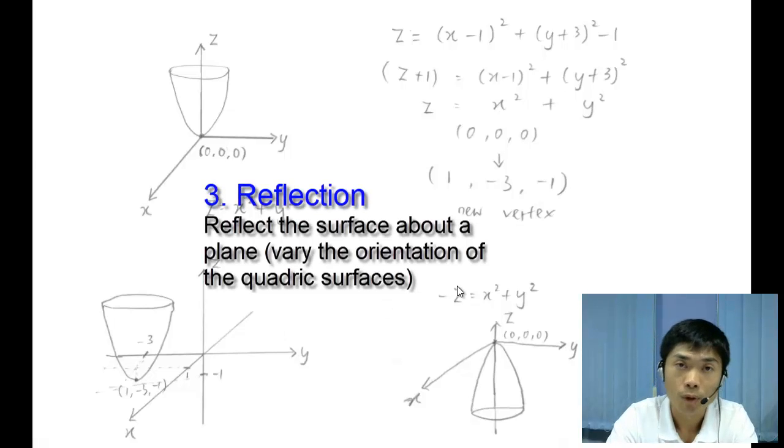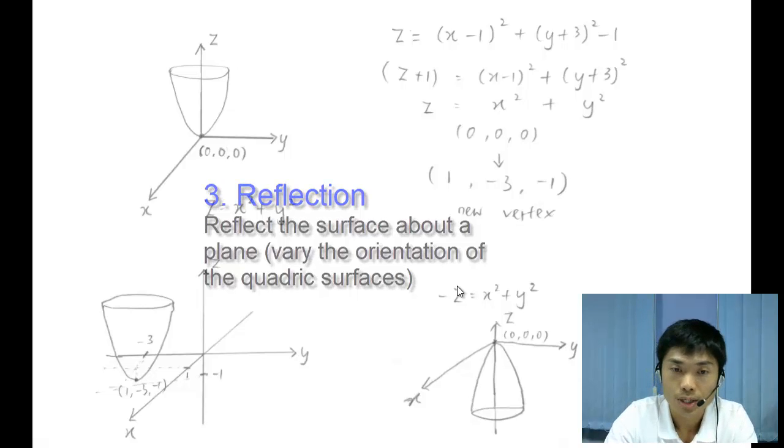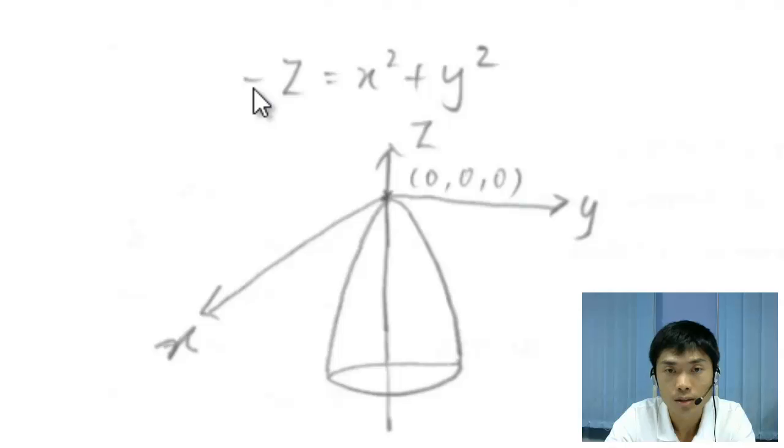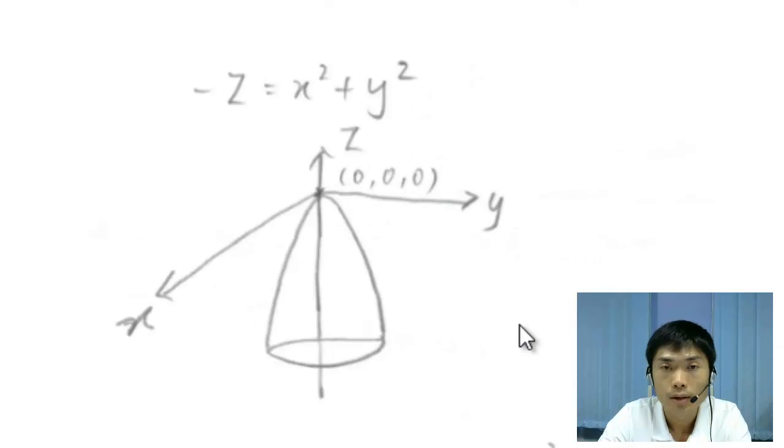The third type of modification that you can carry out on the quadric surfaces is reflection. Now look at this equation. It is actually similar to the elliptic paraboloid, but we have a minus sign here, which means that for every x and y value, you will get a negative value for z. So it's actually the flip or the inverse image of the standard elliptic paraboloid. So you just need to flip it across the xy plane and you have this elliptic paraboloid.